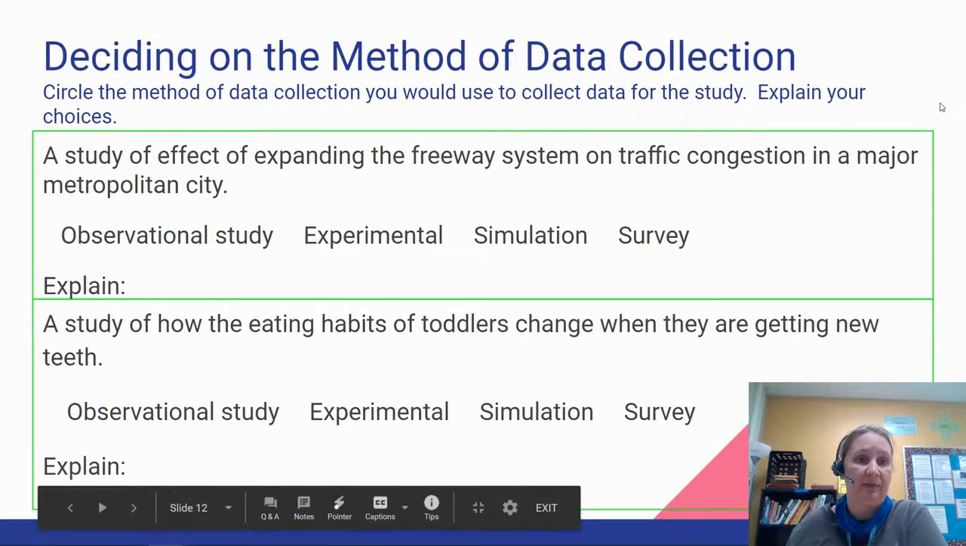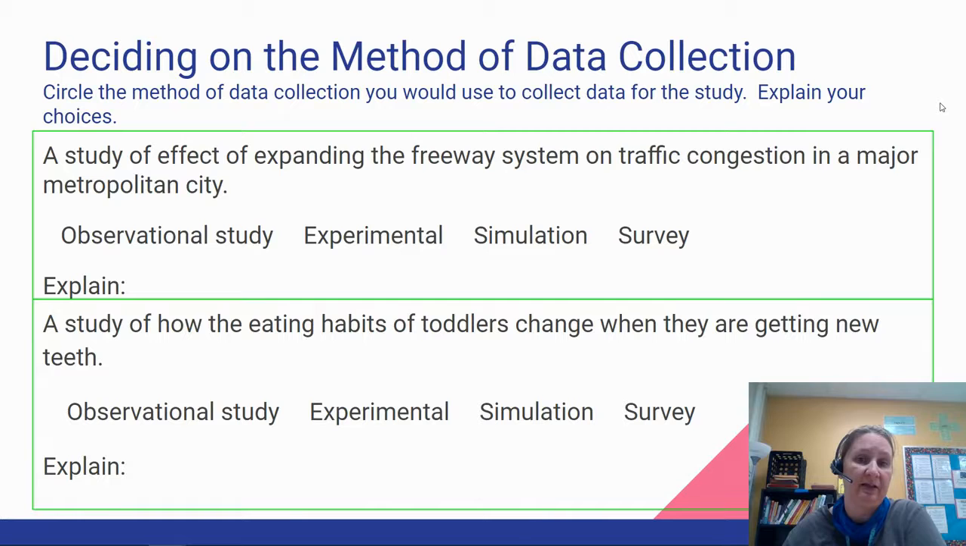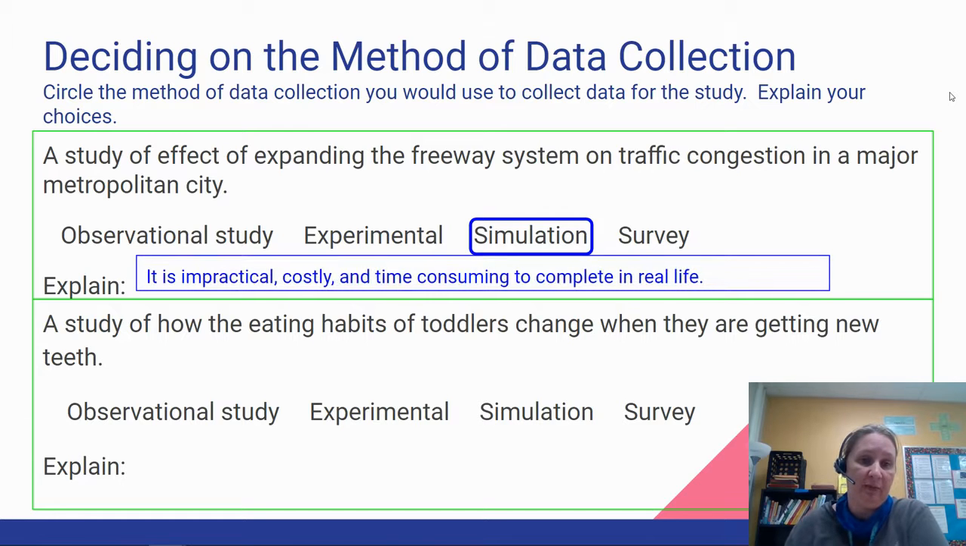So next is a study of the effect of expanding the freeway system on traffic congestion in a major metropolitan city. So which of these would it be? If you chose simulation, you'd be right. It is impractical, costly, and time-consuming to complete this in real life. In fact, it would be very dangerous to try to make the change, do a trial and error, hoping that nobody gets hurt. So it's very, very costly to do that kind of thing.